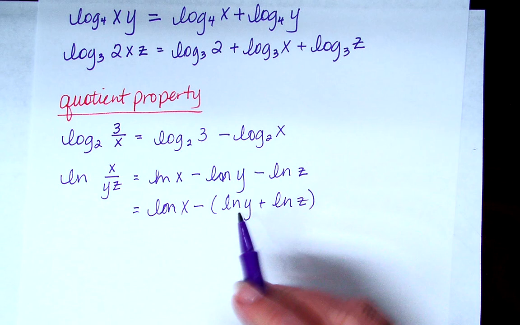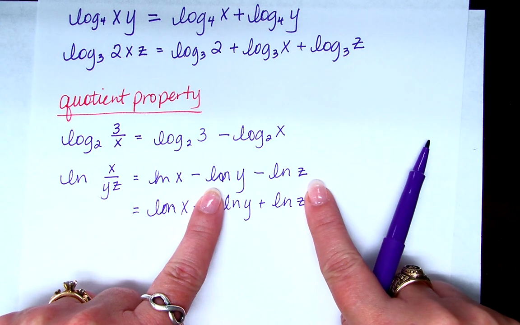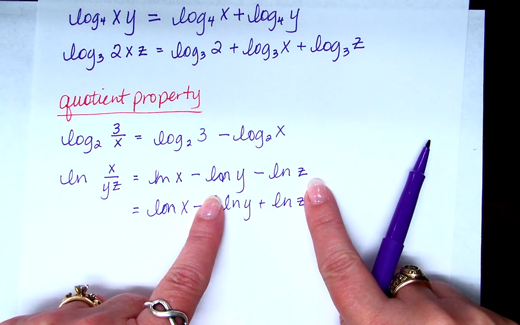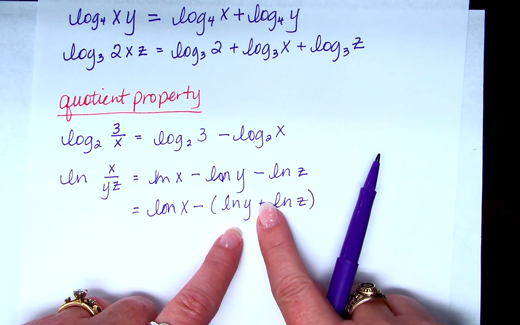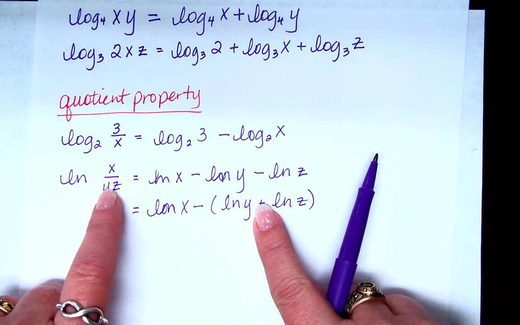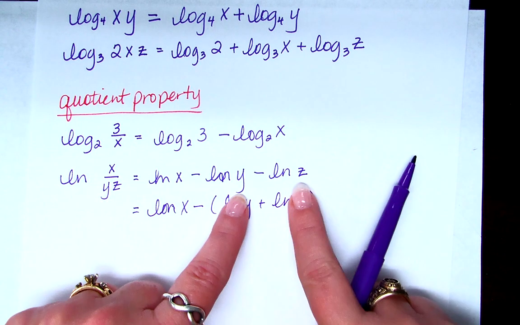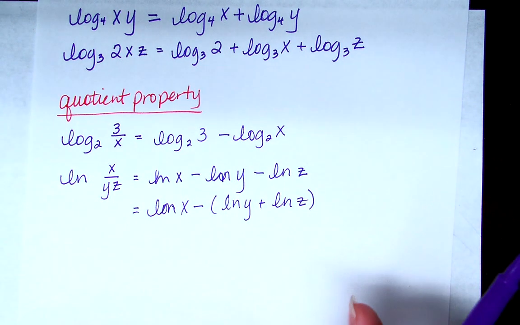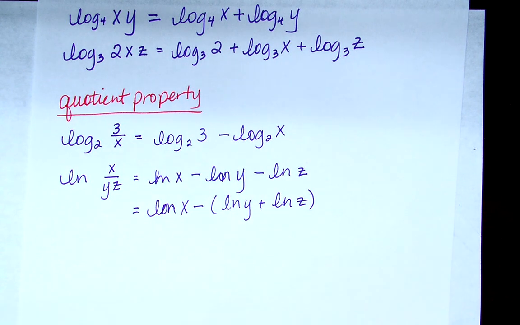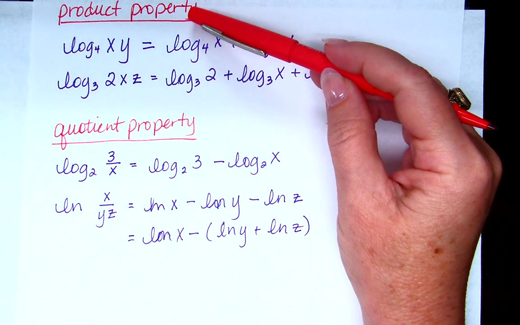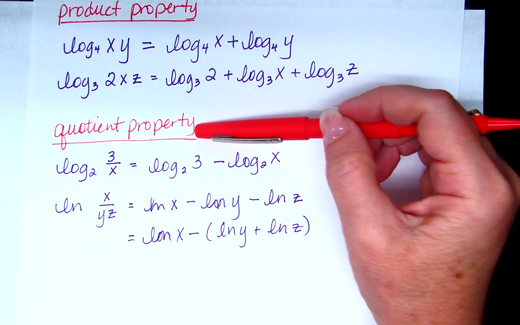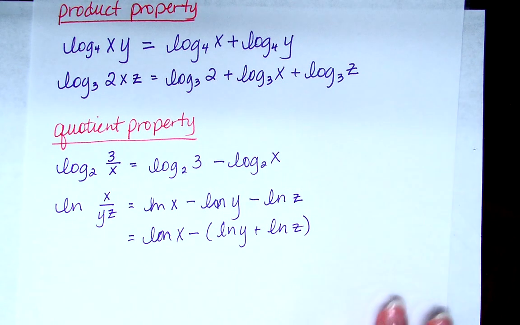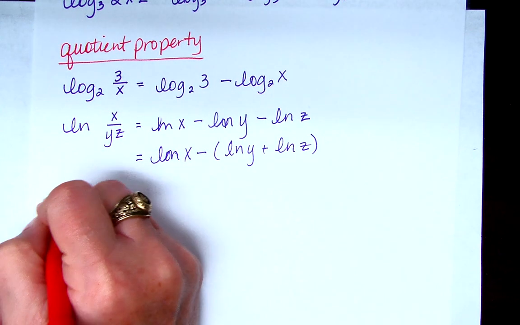Now you can't write it like this without the parentheses, because that's not correct. If you're going to add these two that are being multiplied in the denominator, you've got to have the parentheses around it. Yes? Any questions about either the product property or the quotient property? Now let's talk about the power property.